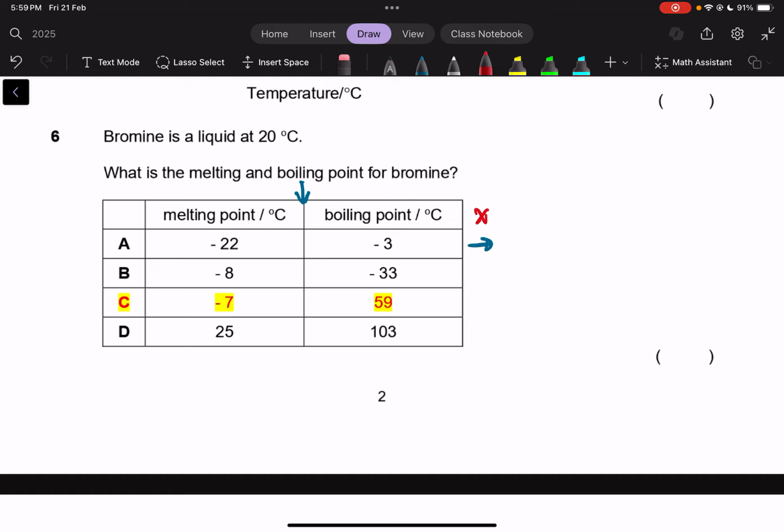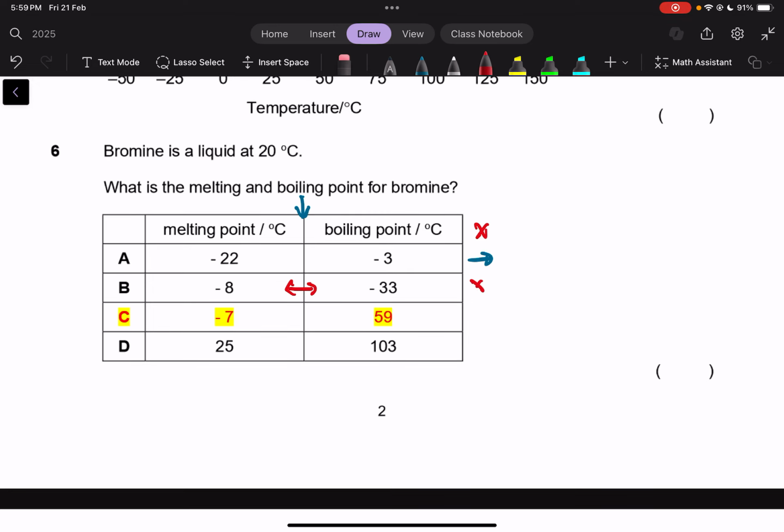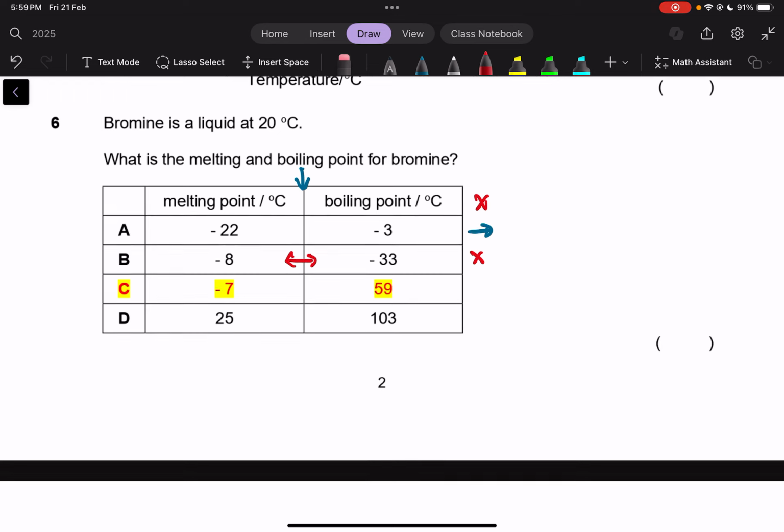In fact, this one, it should be the reverse. This portion should be reverse. The lower temperature should be the MP. The higher temperature, -8, should be the BP. This one also sure wrong. A and B is wrong. Then let us look at D.